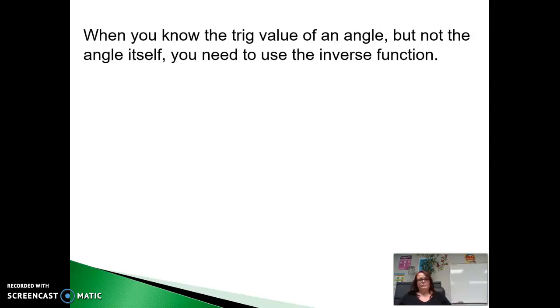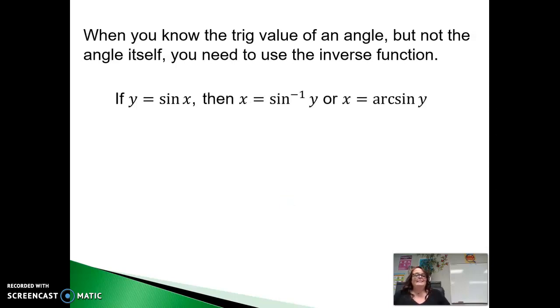All right, and so when you know the trig value of an angle, but not the measure of the angle itself, that means that you need to use the inverse function. So for example, if y is equal to sine of x, then that means that x is the same as the inverse sine of y, or that x is what's called the arc sine of y. Those both mean the same thing. So notice in this scenario, the x is representing the angle measure and the y is representing the ratio of the sides.